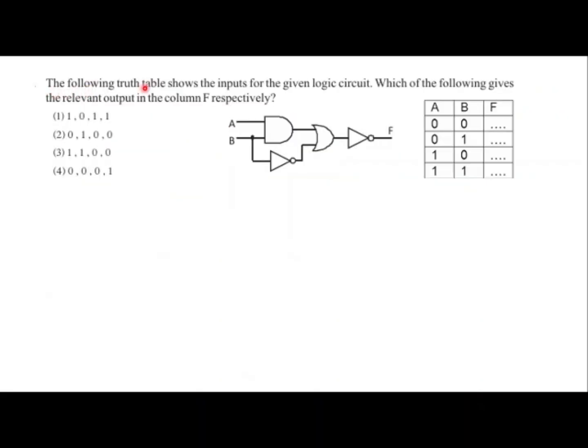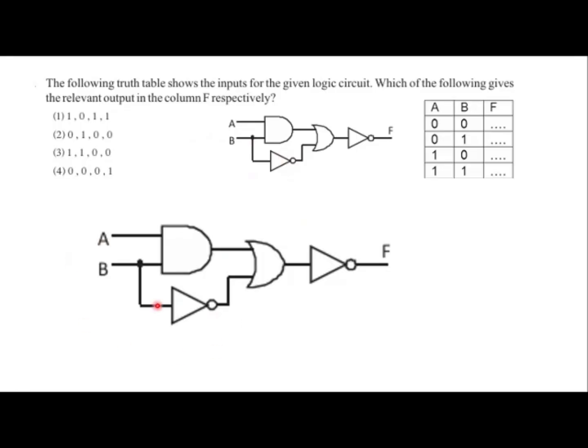This is our next question. The following truth table shows the inputs for the given logic gate. Which of the following gives the relevant output in column F respectively? They have given a logic gate and the inputs A and B, and we have to find the output value. Now I'll take this diagram here. Let's first try to understand this logic gate. Here we have two inputs, A and B, and the two inputs are connected to this AND gate.